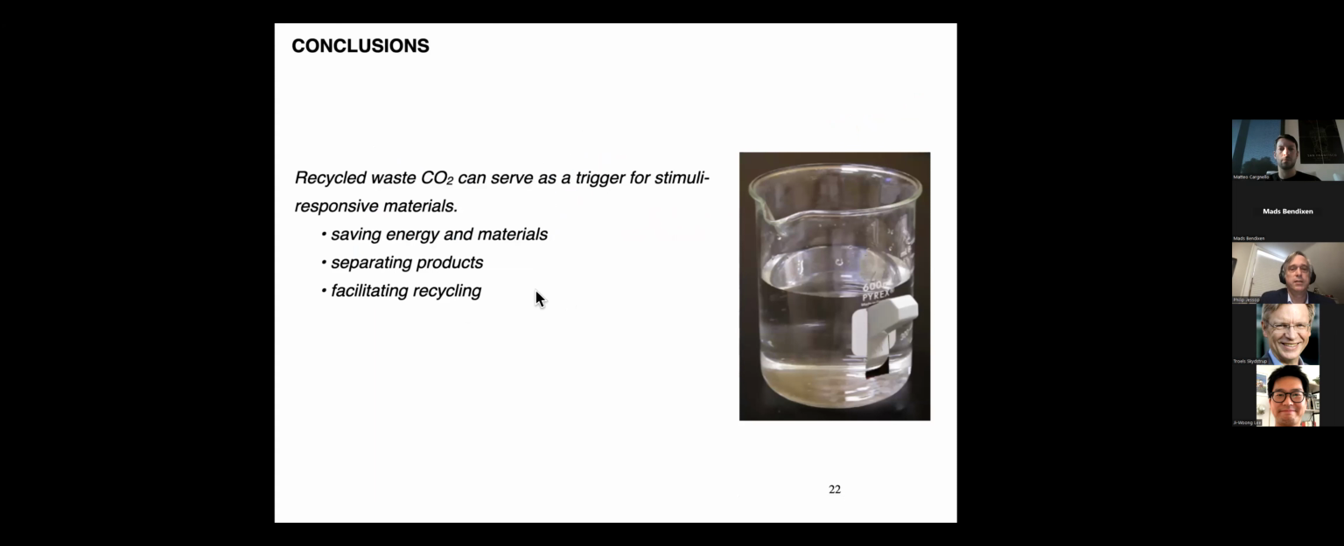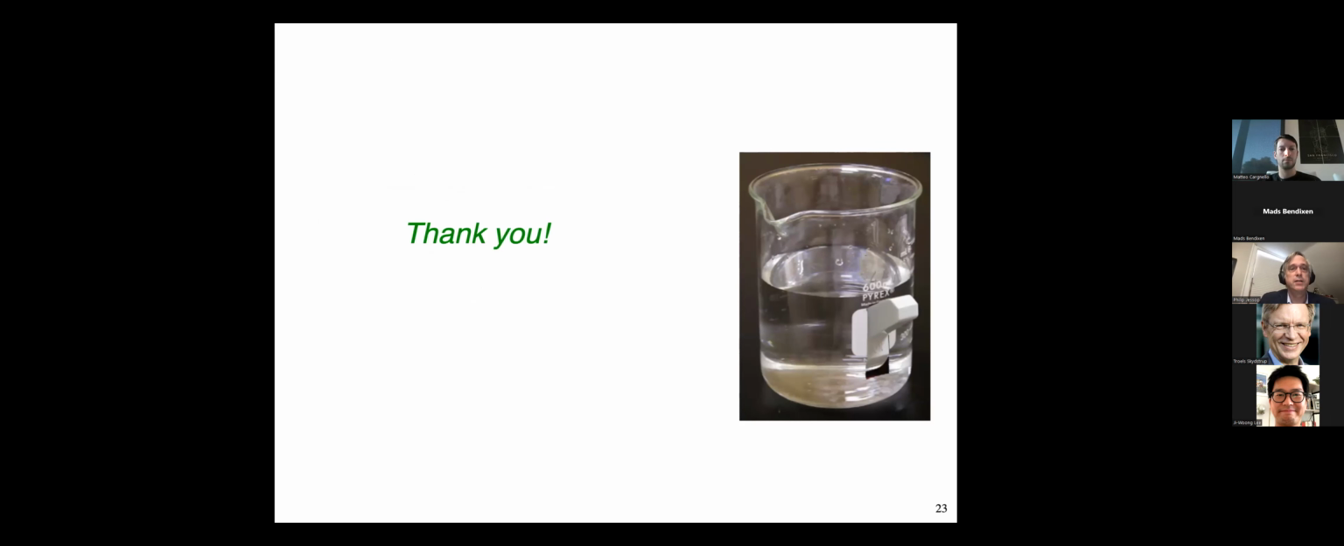So in summary, I think I've run out of my time here. Recycled waste CO2, I really believe, can be a trigger for all sorts of different kinds of stimuli-responsive materials. By making such materials for applications where switchability is needed, we can save energy in materials, we can separate products, and we can facilitate recycling of wastewater and of plastics. We've got lots of different examples of that I don't have time to tell you. So I hope that was interesting, and I thank you for your attention.